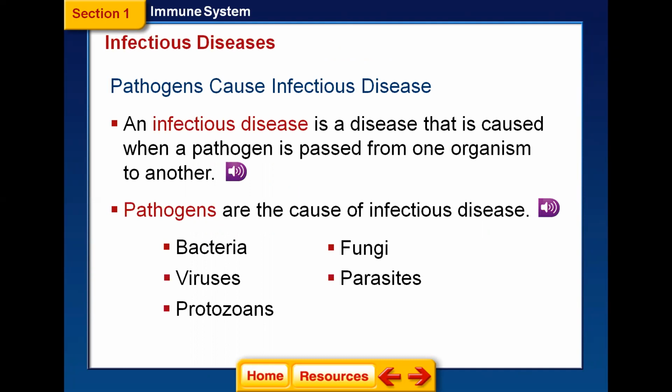Infectious disease is a disease that is caused when a pathogen is passed from one organism to another. So, what is passed from one organism to another? Is it the disease or the disease-causing agent? It is the disease-causing agent, or what is called pathogens. Pathogens like bacteria, viruses, protozoans, fungi, or parasites. Parasites like mosquitoes, guys. Protozoans, the animal-like protists. A pathogen, guys, is the cause of infectious disease, or what is called the disease-causing agent.